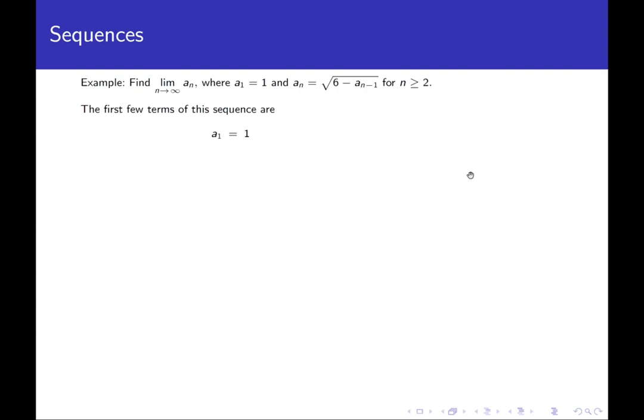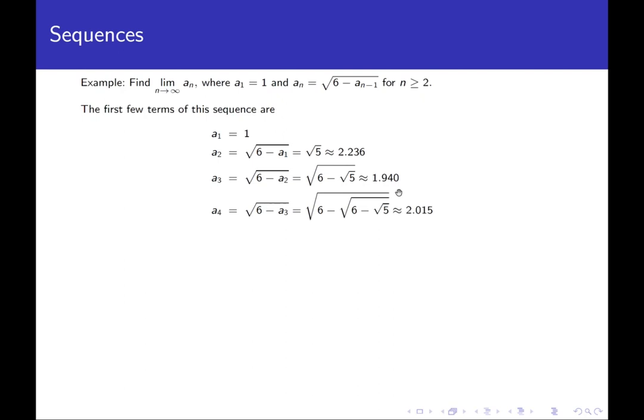So a sub 1 is 1. Then a sub 2, according to the definition here, is the square root of 6 minus a sub 1. We plug in a sub 1, we get 5, so we get square root of 5, which is about 2.236. a3 will be square root of 6 minus a2. We just said a2 is square root of 5. Simplify that, you get about 1.94. This one, a4, is the square root of 6 minus this whole term, square root of 6 minus square root of 5. You get a little over 2.